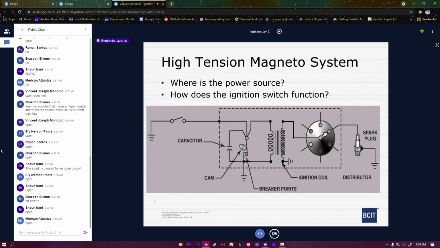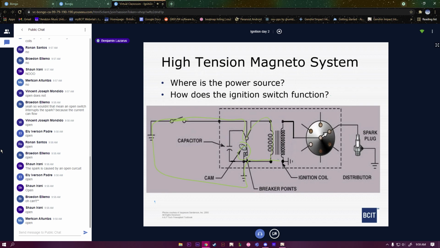So what we need to do is take our current that can flow when these breaker points are closed and make it so that it can't flow because the breaker points are open. But if I close this switch, the current can flow anyway because it doesn't need the breaker points anymore.